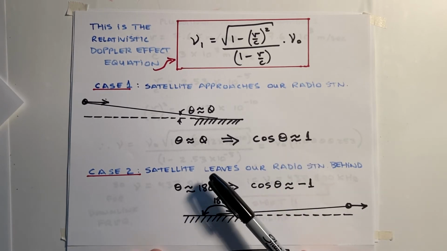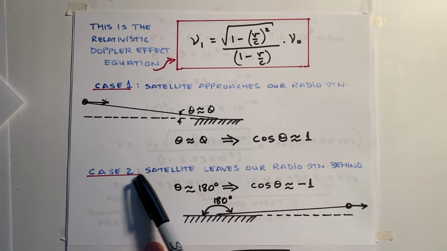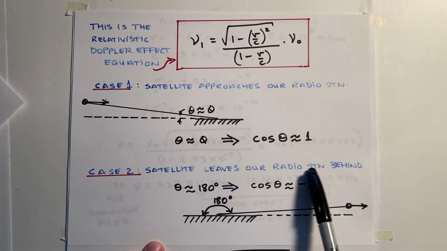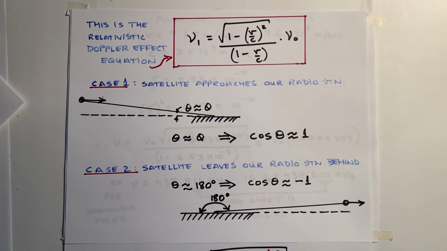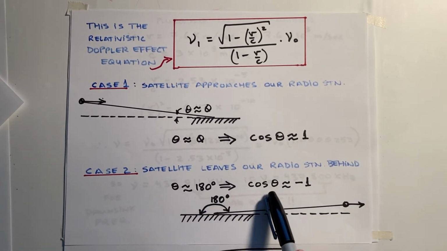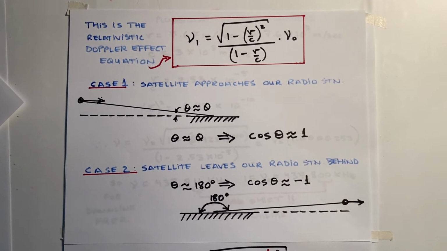which is going to be useful for us. Case 2, of course, is when the satellite leaves our radio station behind. And that's the satellite over there flying off into the horizon into loss of signal. Again, our radio station is here. You notice that the angle now between us and them, between the horizon and the direct line to the satellite, is 180 degrees. And in that case, when theta equals 180, cosine of theta equals -1.